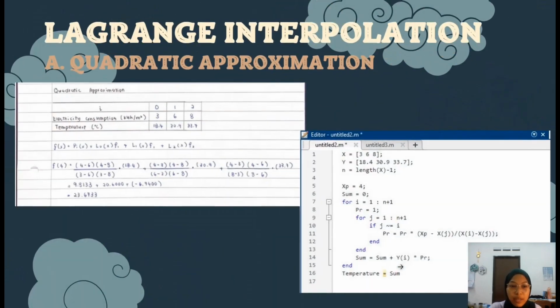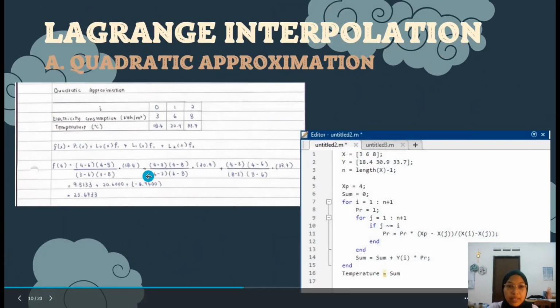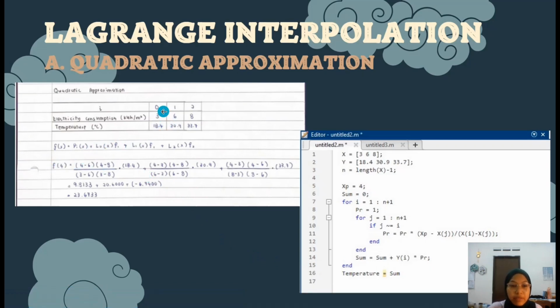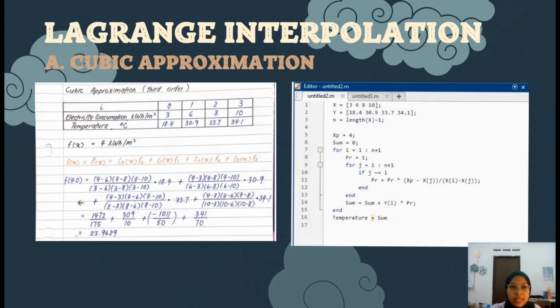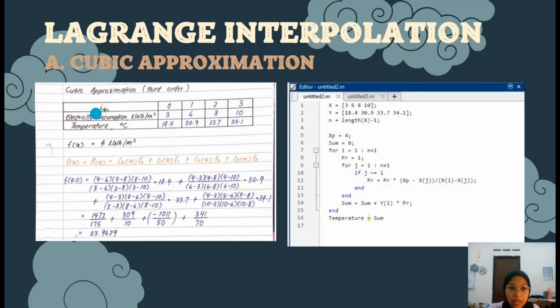Next is quadratic approximation. The method is the same, the difference is only the points. There are 3 points in quadratic approximation from iteration 0 to 2. So this is the simulation and we get this answer, 23.6733 degrees Celsius.